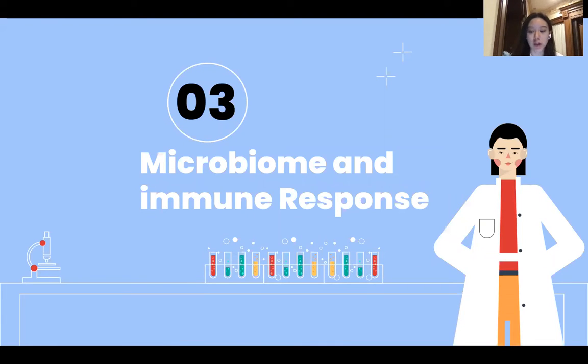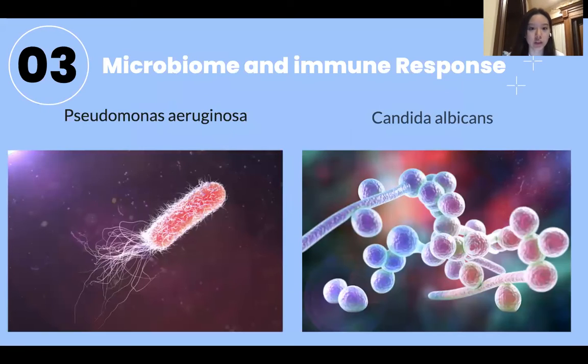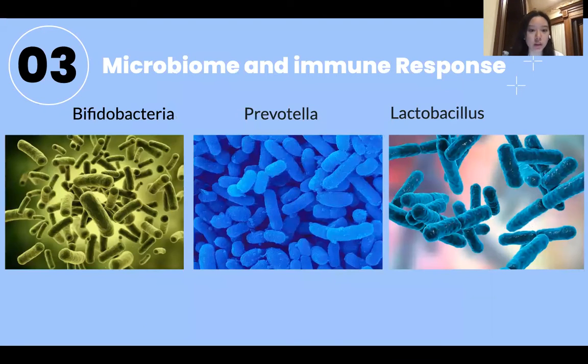Microbiome and immune response. Pseudomonas aeruginosa and Candida albicans are pathogens that cause disease when the host immunity is low, in which most of the patients pass away because of these two pathogens. The good bacteria are bifidobacteria and lactobacilli species. They help to improve the health of the intestines of the patients.